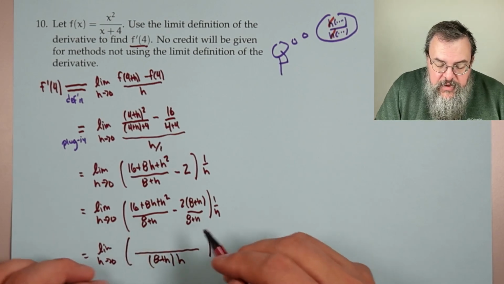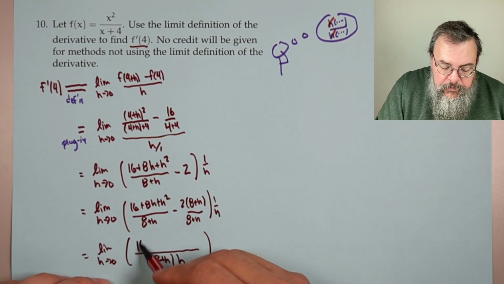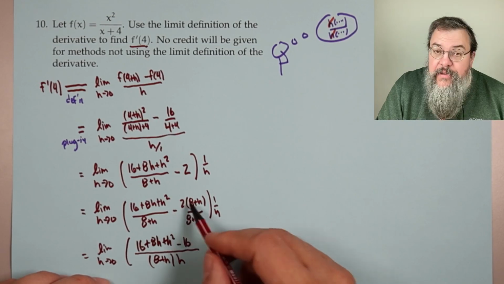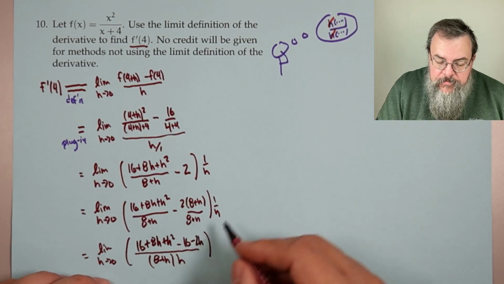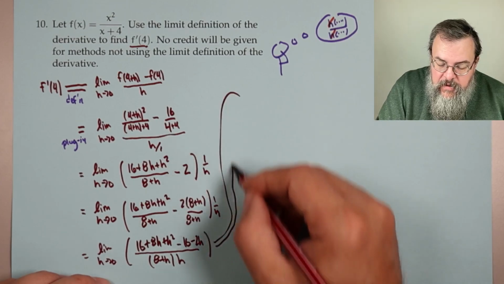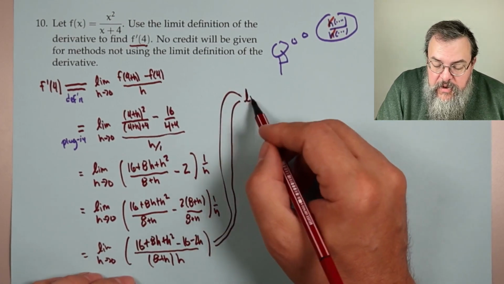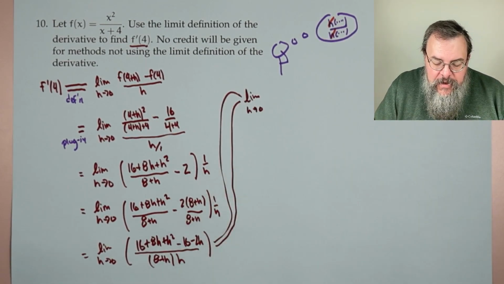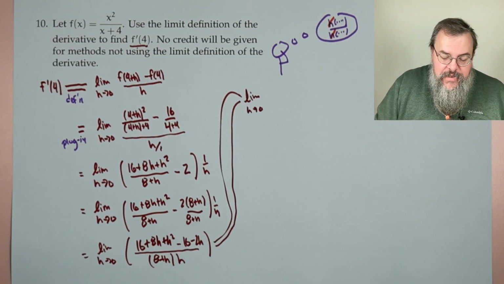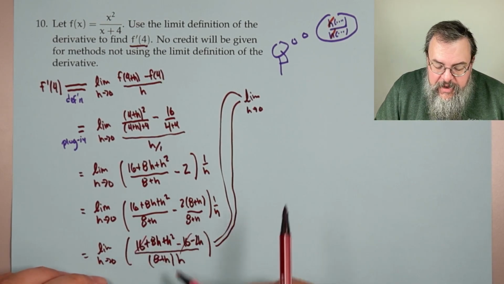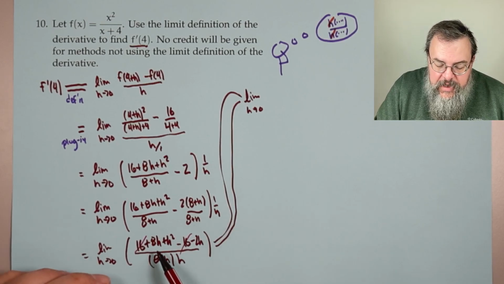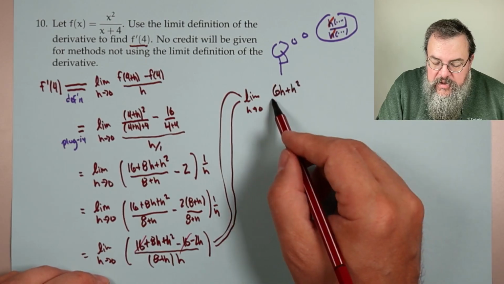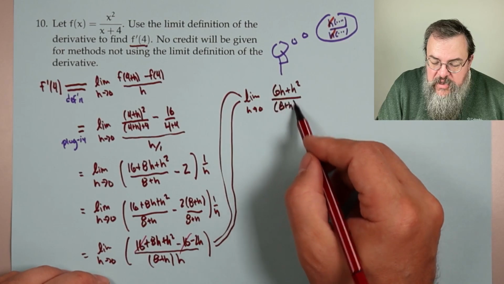And then we have what? Well, we have 16 plus 8h plus h squared minus 16, that's 2 times 8, minus 2h. Okay, so that becomes the limit as h goes to 0. Oftentimes, I'm taking a few extra steps just to make sure we can follow along. You don't always have to do all of this, but you should do enough to make sure you can follow. 16, subtract 16, that's good. And 8h, subtract 2h is 6h. And then you have plus h squared. Downstairs, you have 8 plus h times h.